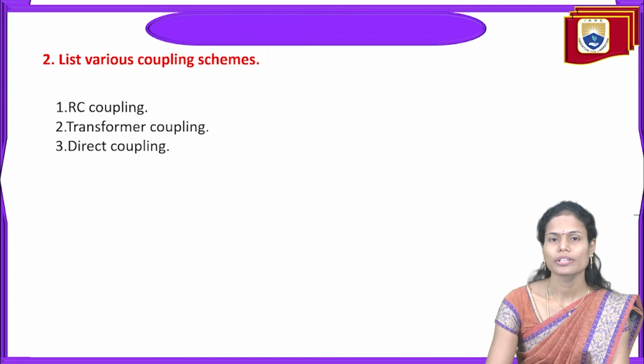Now, list the various coupling schemes. Here we are going to utilize three types of coupling schemes, that is RC coupling, transformer coupling, and direct coupling.